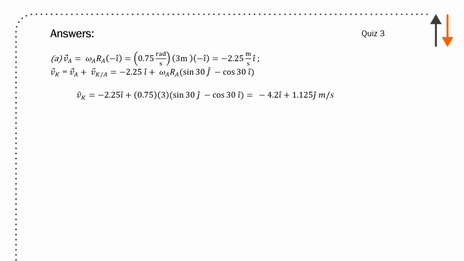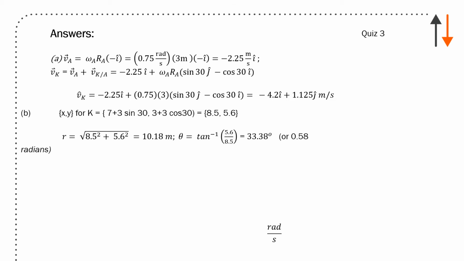If you do all of these things together, you end up with velocity of K, it's minus 2.25 i plus 0.75 rad/s times 3 meters, sine 30 j minus cos 30 i. So the total value is there. There you go.